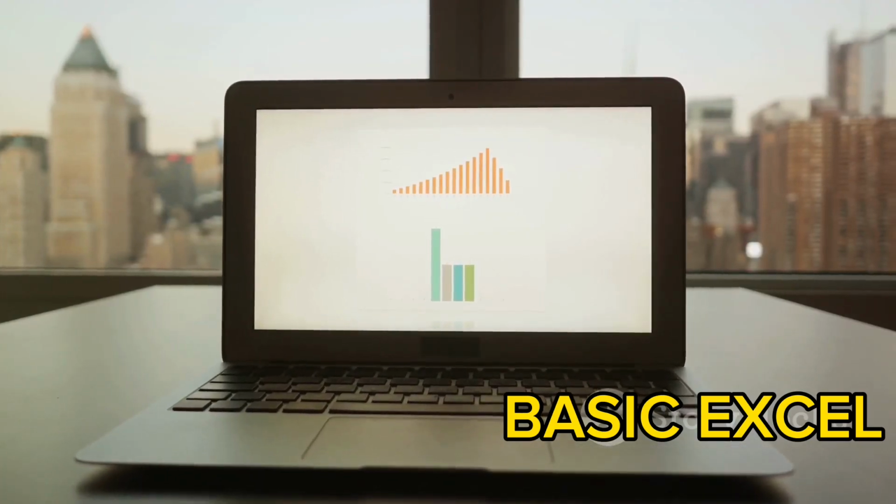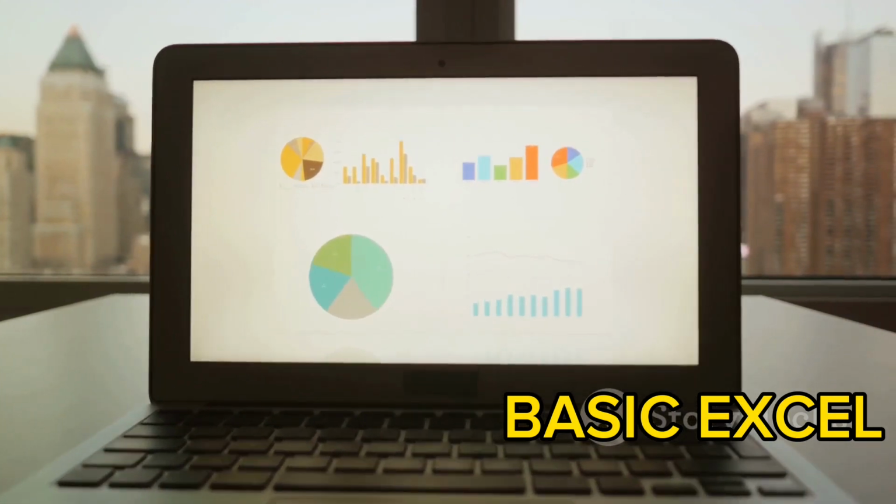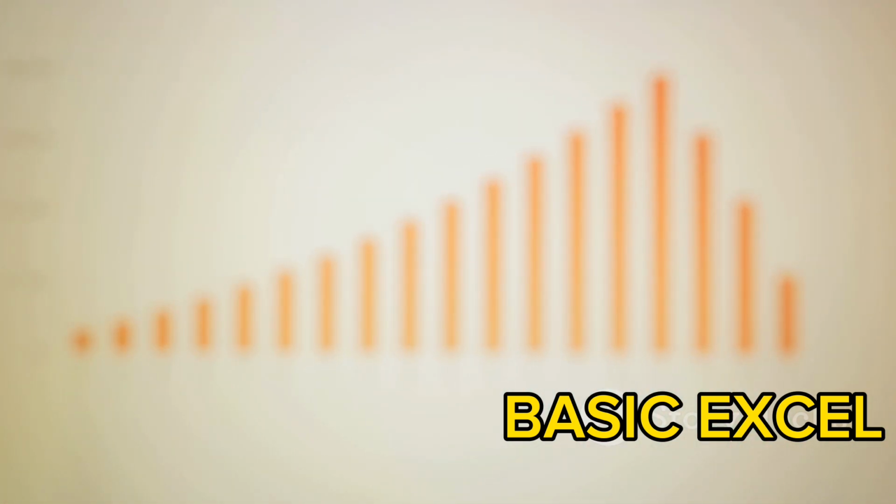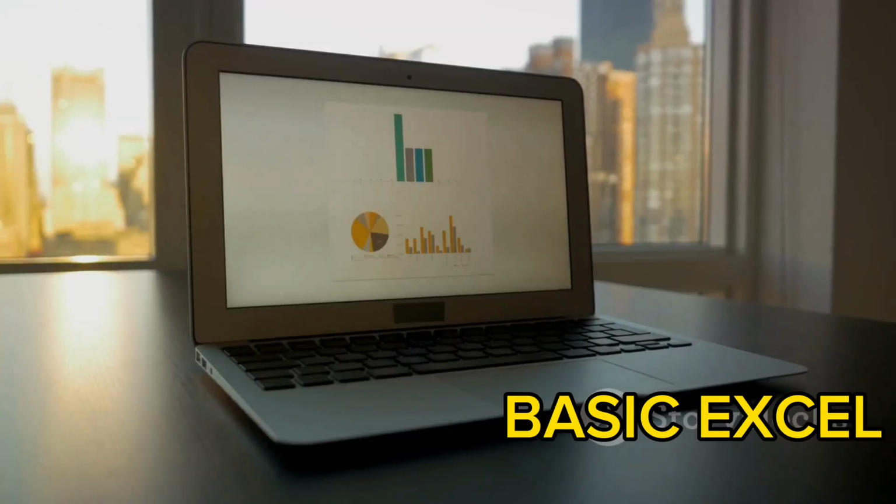Then we have the max and min formulas. Max finds the highest value in a range of cells, and min does the opposite. It finds the lowest value. These are great for identifying peaks and valleys in your data.